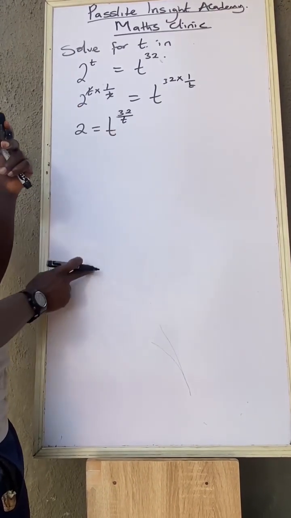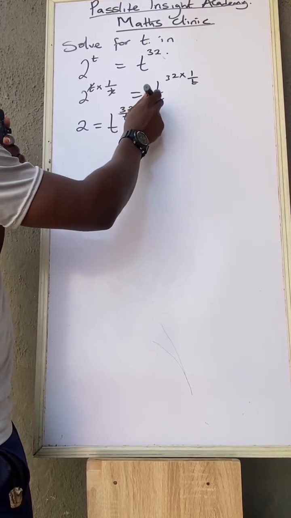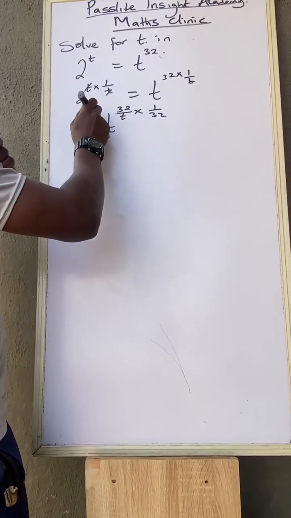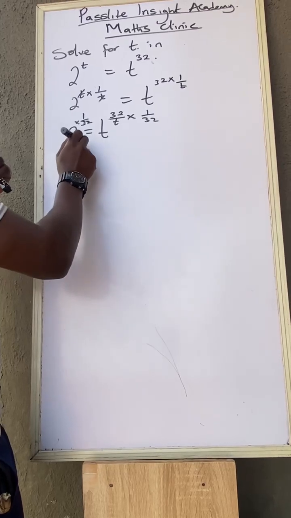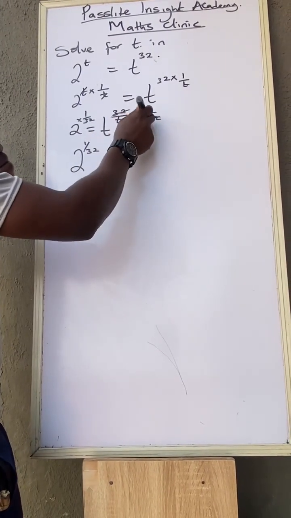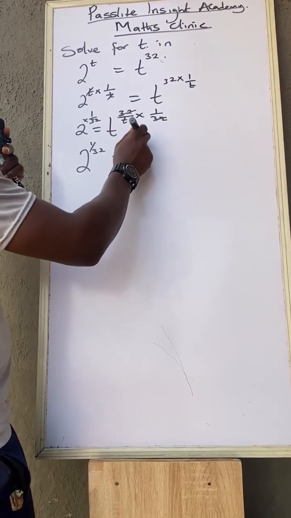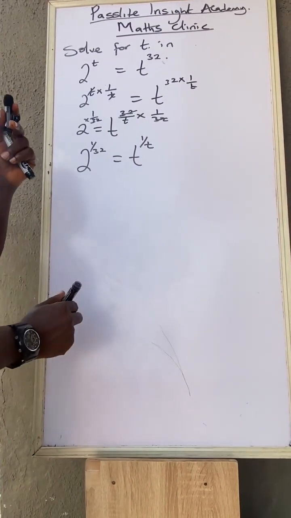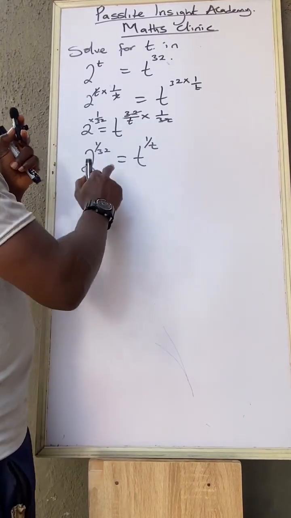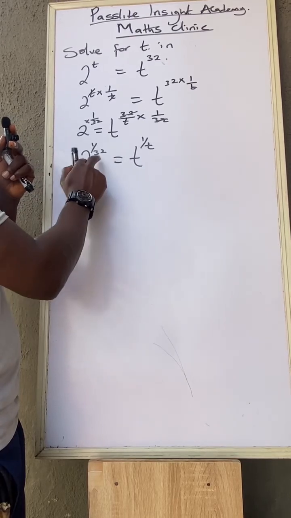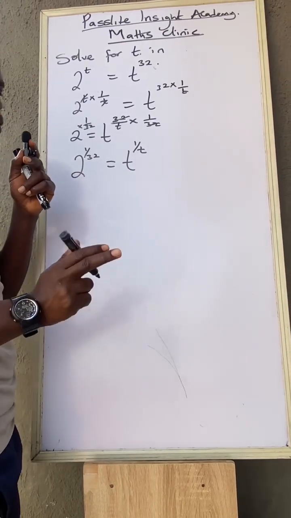So let me also cancel 32. Multiply both sides by 1 over 32 times 1 over 32. So at the end of the day, 2 raised power 1 over 32 is equals to 32 cancel 32, so t raised to power 1 over t. So we are going there. What we just do now is this: this t and this t, there's t here, meaning that your answer here and here must be the same. That is what we are looking for.